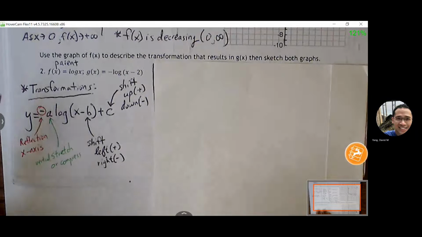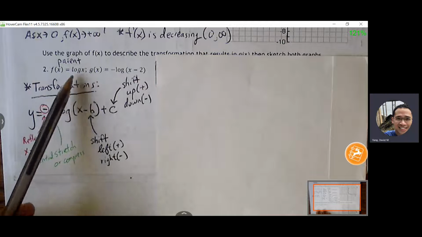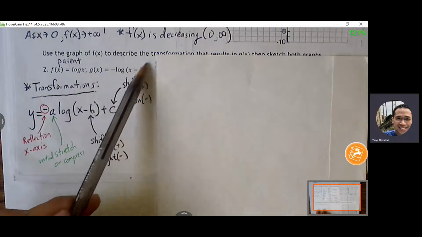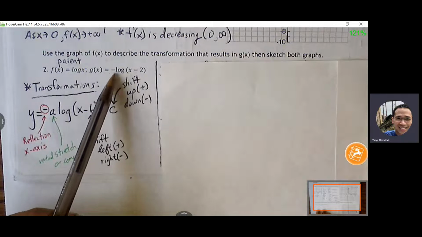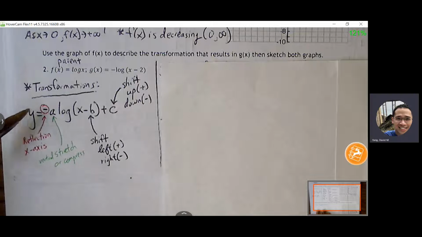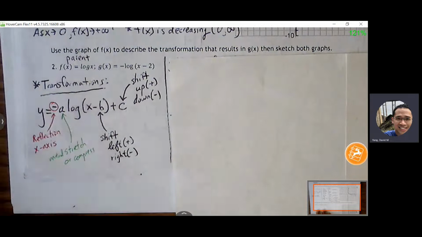So if we start off with log of x, let's say that log of x is base 10. It could be base 2, it could be base 3, but here they're telling us that the parent graph is log base 10 of x. It's asking us to describe the transformations that result with this log base 10 when we add these features to our function. So as a review, here are the 4 major transformations that we need to know how to spot or identify.